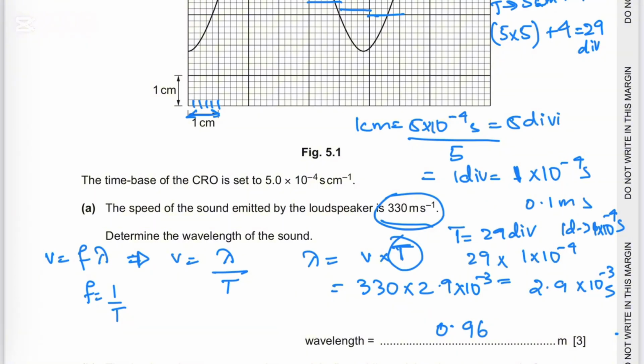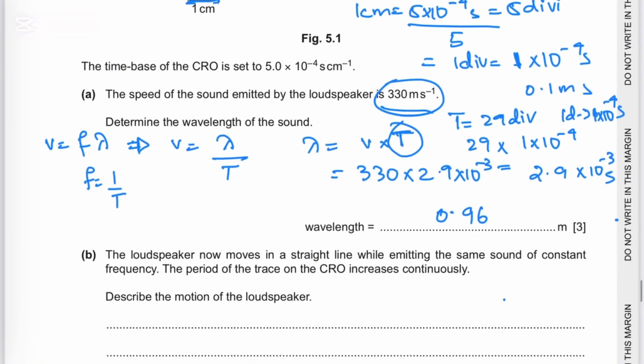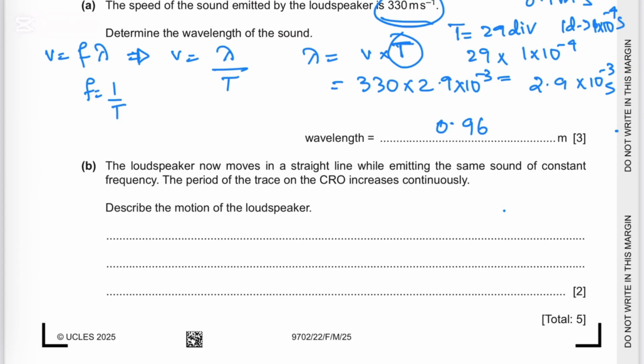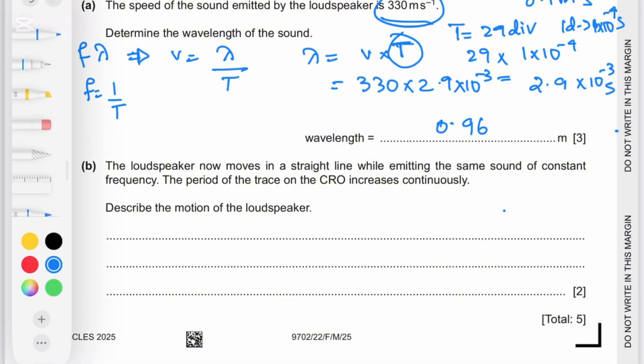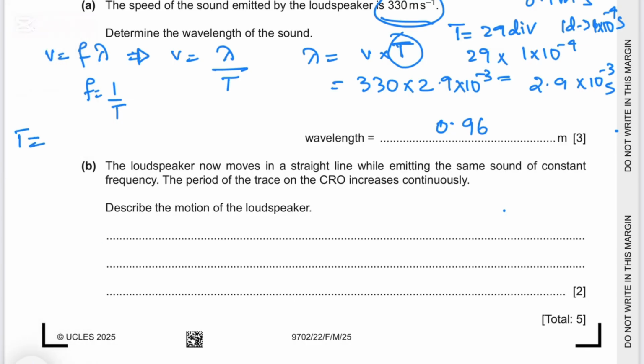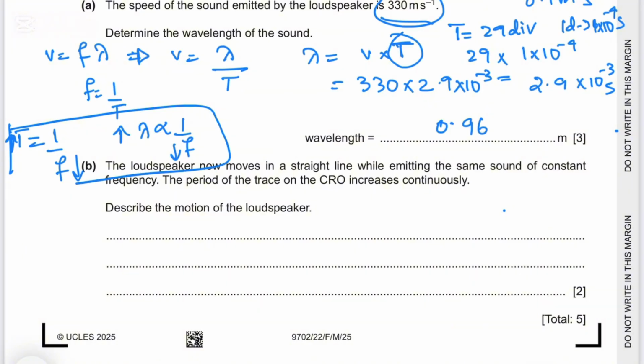The loudspeaker now moves in a straight line while emitting the same sound of constant frequency. The period of the trace on the CRO increases continuously. Describe the motion of the loudspeaker. If the time period increases, and we just said that time period is inversely proportional to the frequency, that means the frequency must be decreasing, or the wavelength, which is inversely proportional to the frequency, must be increasing. So you need to know these two relations over here to be able to answer this question.